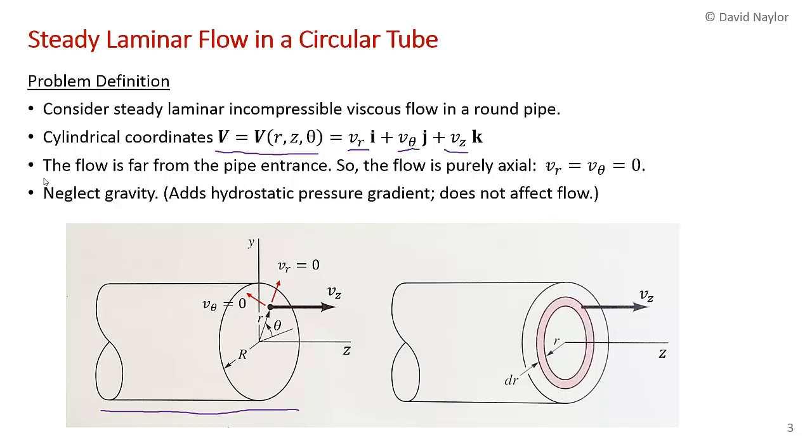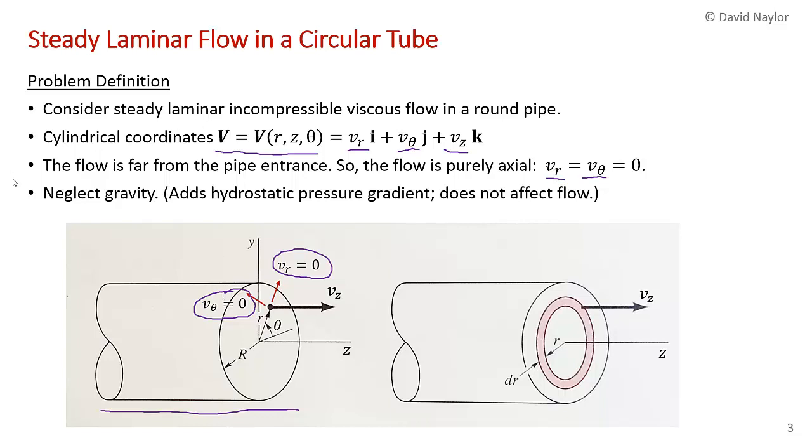Now, as we did in the previous video, we're going to assume that the flow is far away from the pipe entrance, so we're away from entrance effects. We're going to assume that the boundary layers have merged and we have fully developed flow. So the flow is purely axial, and vr and v theta are 0. So we have no radial component of velocity, and we have no theta component of velocity. Theta would be swirl in the flow, so we're assuming the flow is not swirling at all.